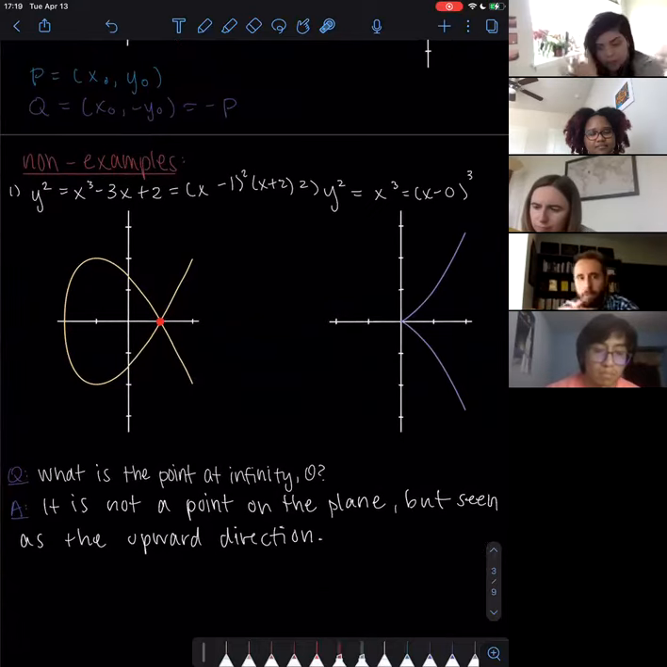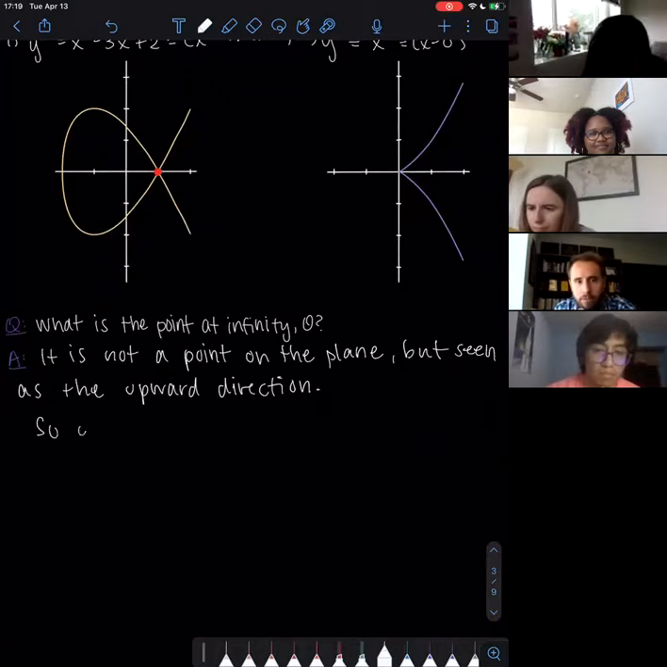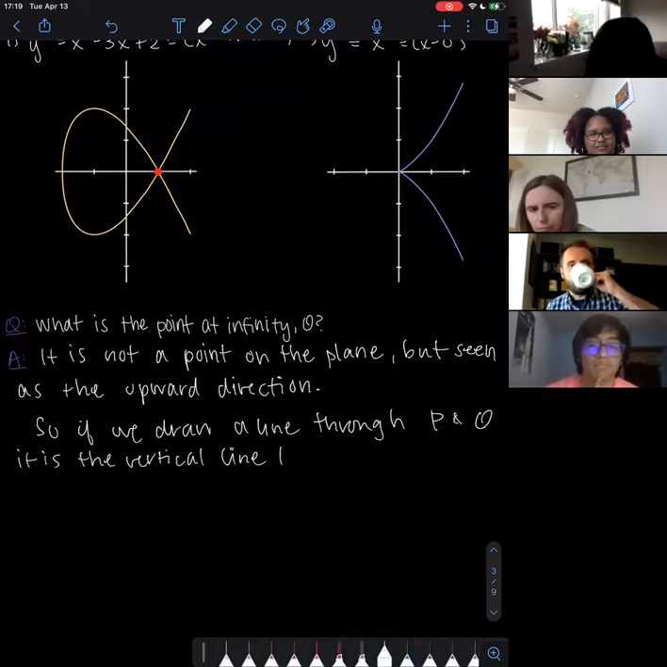Okay, so let me write that last part down. If we draw a line through P and the point at infinity, it is the vertical line through P and negative P.